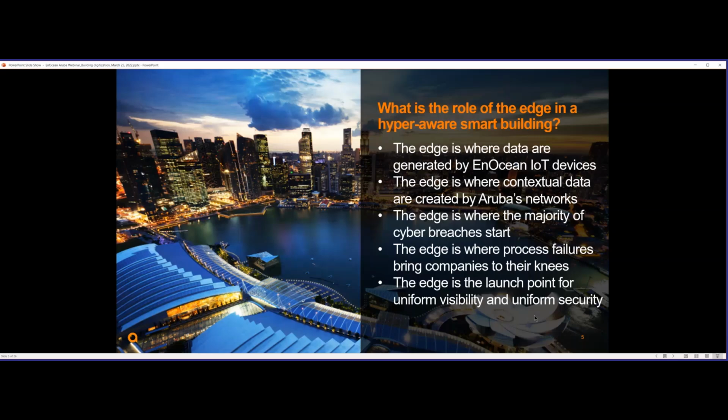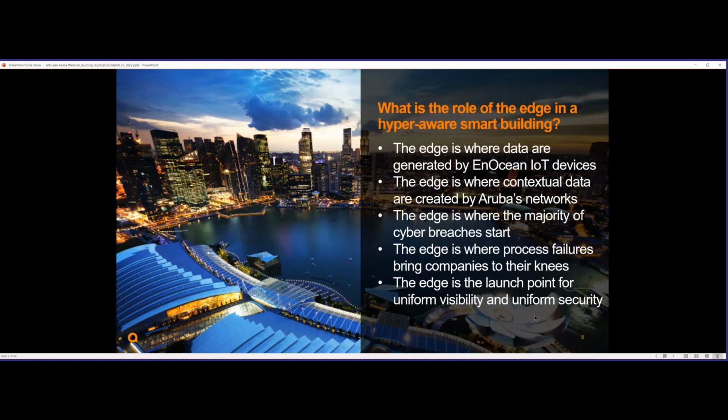Hyper-awareness is really driven from the edge of a network, because that's where the IoT data are generated by EnOcean IoT devices. And that's also where contextual data like location and identity are created by Aruba's IT networks. The edge of the network is also where the majority of cyber breaches start, because of penetration into the network at the very edge. And so when we talk about creating uniform security from IO to CEO in an organization, it starts at the network edge and protecting the point of entry and exit of IoT data.